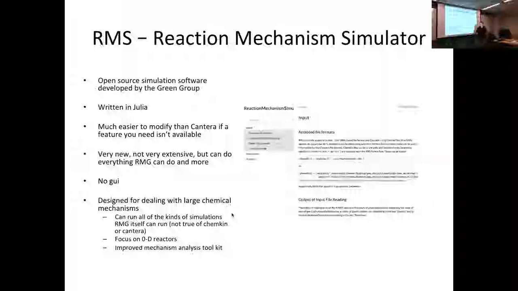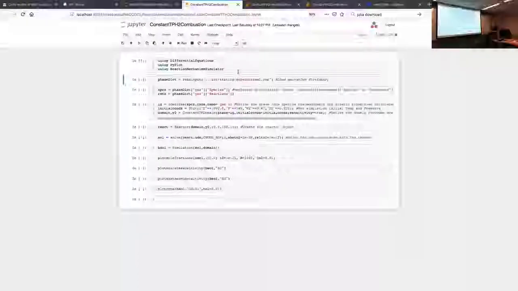But with this, because we're dealing with large mechanisms, we're focusing on 0D small reactors. And we provide an improved mechanism analysis toolkit that utilizes RMG's flux diagrams, which are highly superior. I feel perfectly comfortable saying that they're highly superior to most of the flux diagrams available in Chemkin and Cantera. So earlier when you all ran the first tiny little hydrogen mechanism, this example is going to simulate that mechanism.